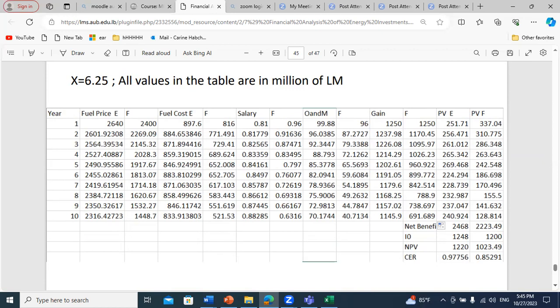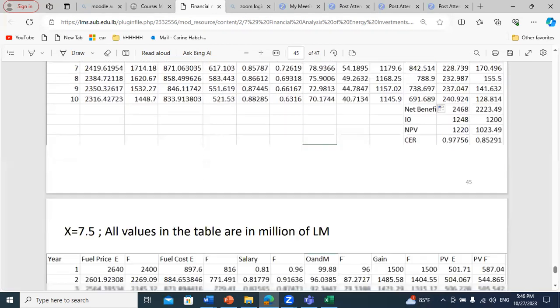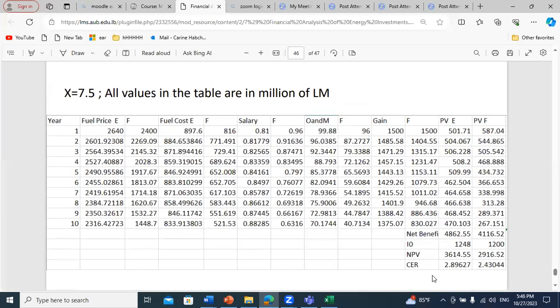Okay, so here in these tables, we are investigating different values of X. And for each value of X, we are calculating the possible NPV and CER. And for 7.5, it's a very high CER, but it's questionable if we can reach this value. So we should make sure that it's an acceptable price. Okay. Any question on this?